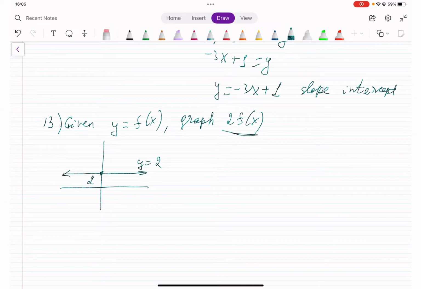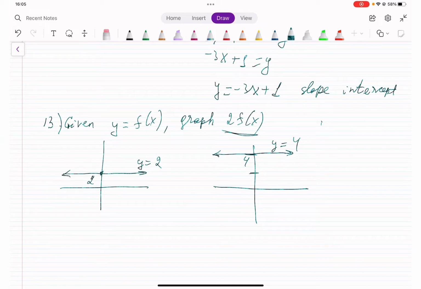So twice, which means y is equal to 2f of x, it's gonna be twice as much. Instead of y is equal to 2, we are going to get y is equal 4, right? If this is 2, this is gonna be 4. Twice as much. Okay, and that's gonna be our graph. So y is equal 4.